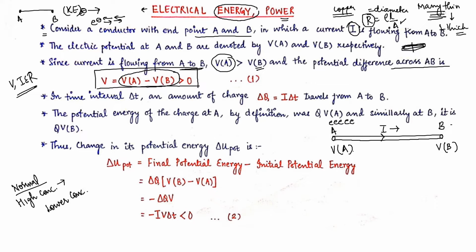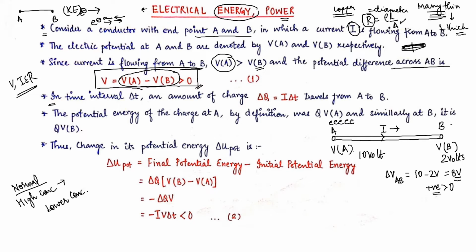We'll take one example: at A we have 10 volt of potential and at B we have 2 volt. What is the potential difference between A and B? It will be 10 minus 2 volts, which equals 8 volt. Is it a positive or a negative number? It's a positive number, and a positive number is always greater than 0. This is what this particular formula wants to convey. Now moving to the next point.